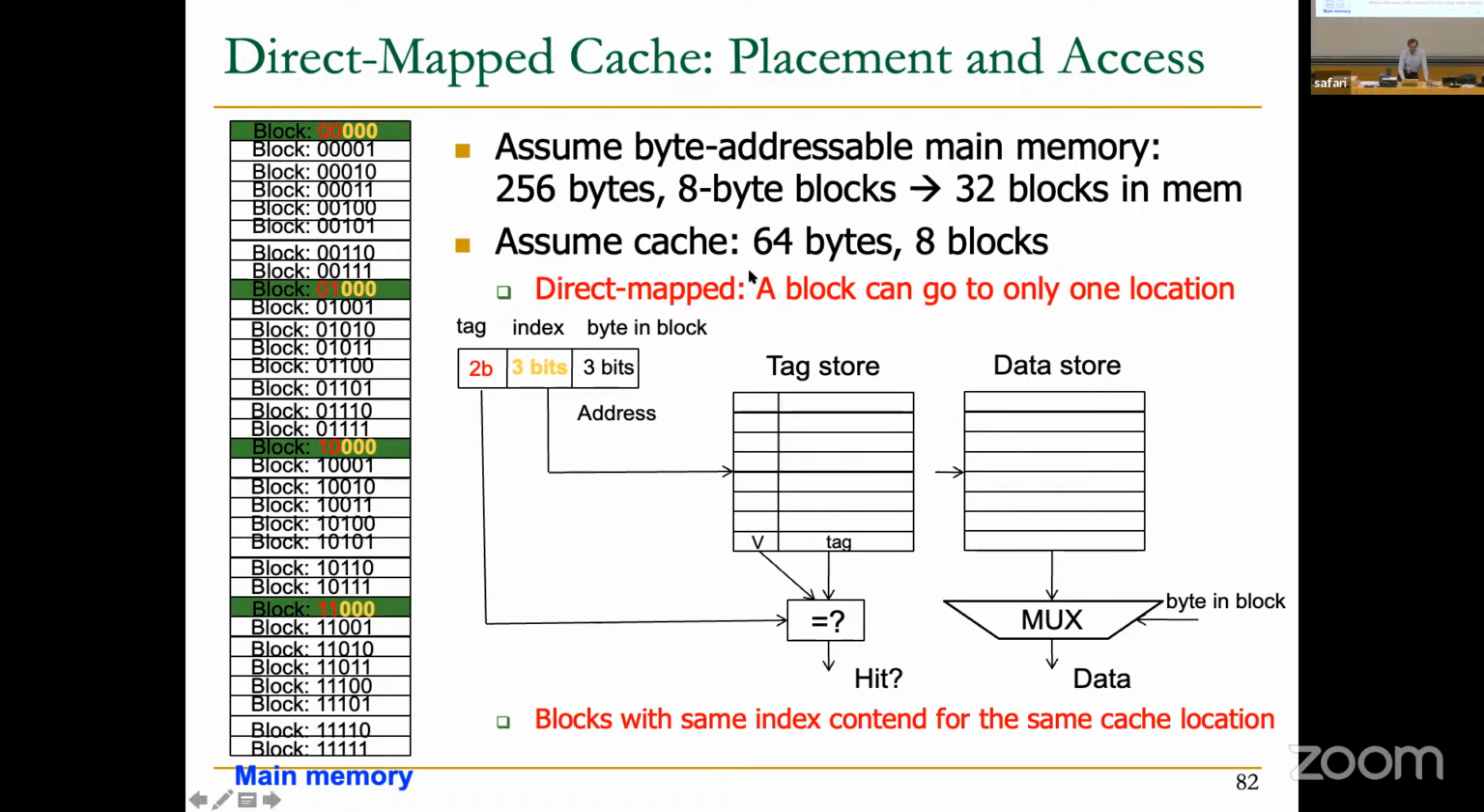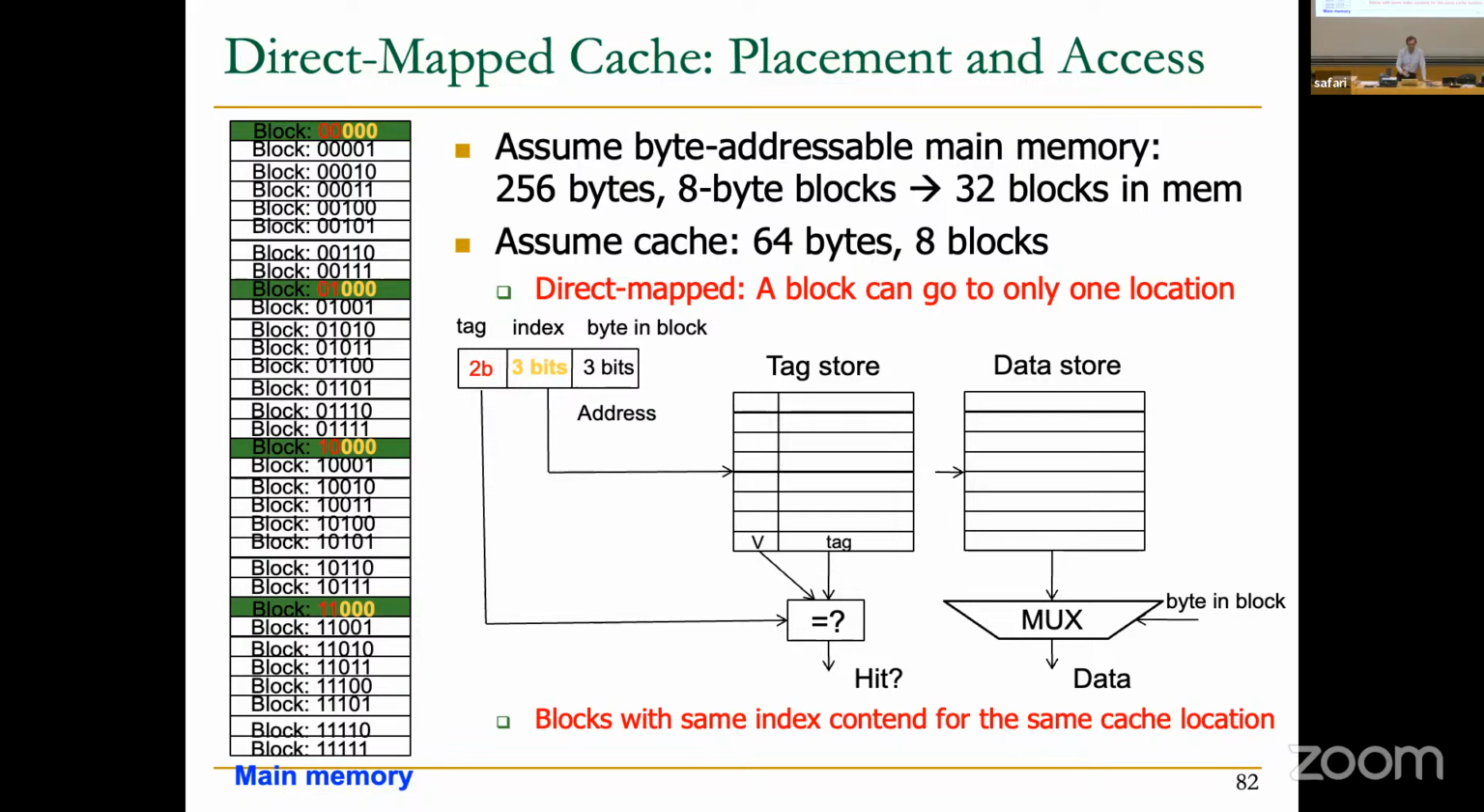So as you can see, blocks with the same index contend for the same location. So these green blocks over here are potential blocks that go to the same location because they all have the index 0, 0, 0, right? So there are 4 possible locations, 4 possible blocks in memory that can go to the same location in cache. This is a small toy memory. In a real memory, this could be actually much larger. You may have 4 million possible blocks in main memory that actually map to the same location in the cache. And this poses a problem.